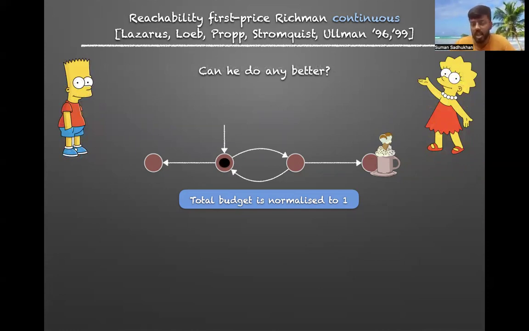That means, can he still win the game with a lesser budget? And the answer is yes, and I'll show how. So let's say we give Bart a budget of more than 2/3. That means Lisa has a budget of something less than 1/3, and Bart bids 1/3. Of course, Lisa cannot match this bid, and Bart wins the bidding here and moves the token to the next vertex.